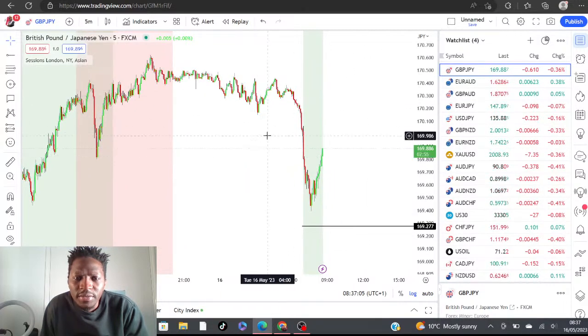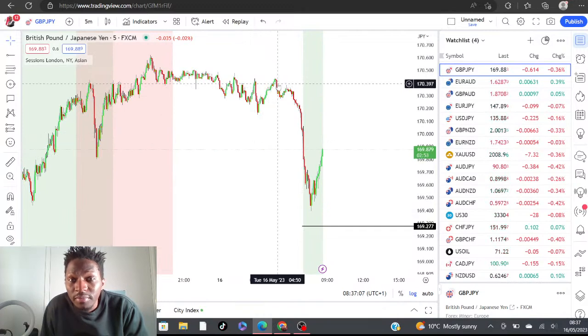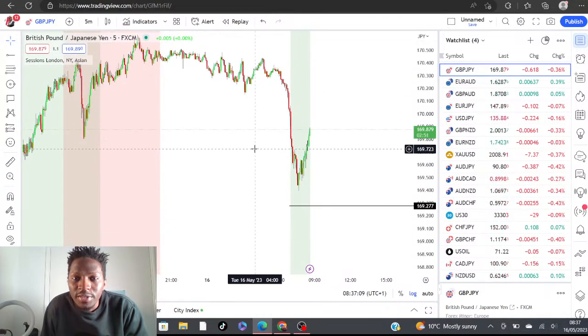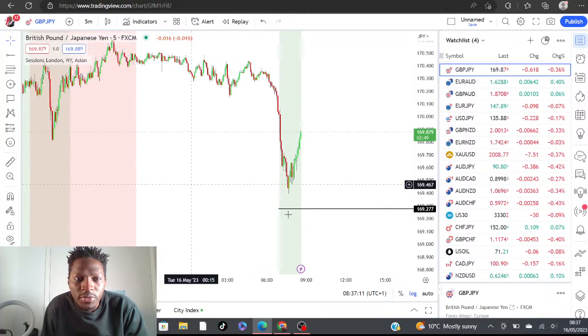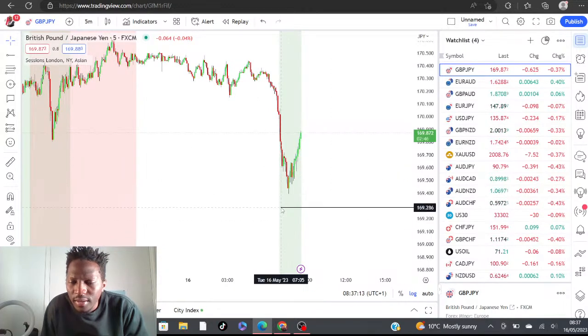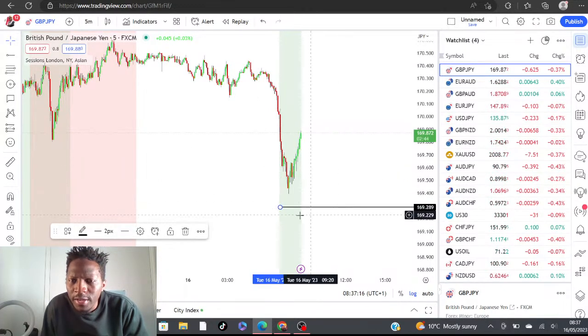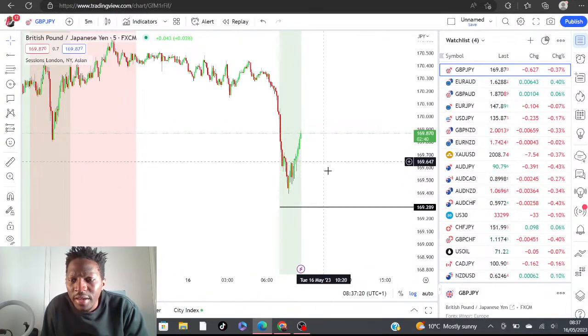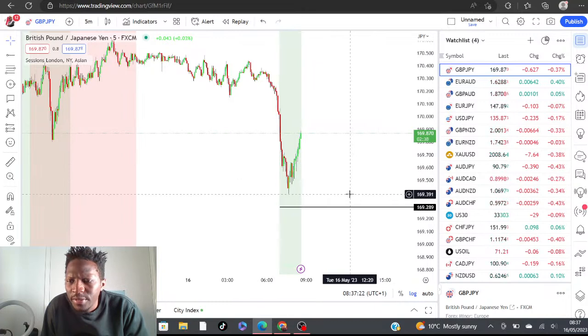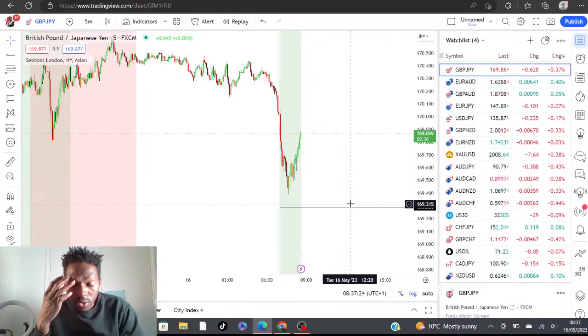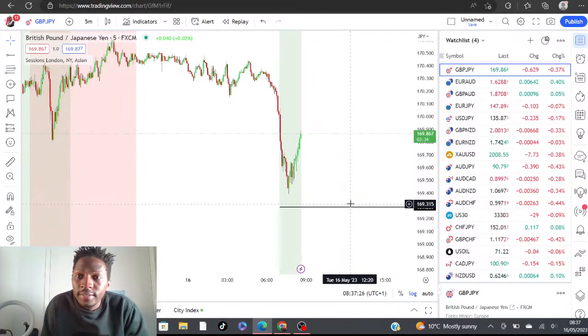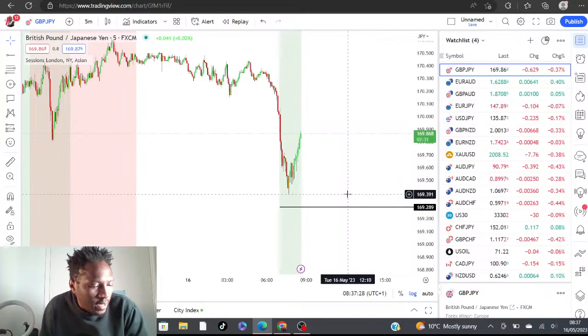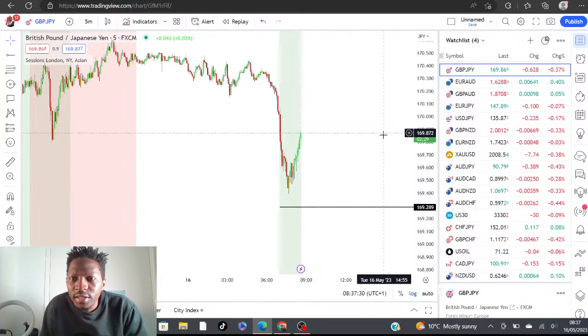I should be getting a short on the GBP yen today, but obviously it looks like the market is reversing already. I would have gone short somewhere here at around 169.27, but the market could still get there. What time is it now? It's only 8:30, so I still got about an hour and a half to see what the market is going to do. But yes, I did not take a short position on the GBP yen last night.